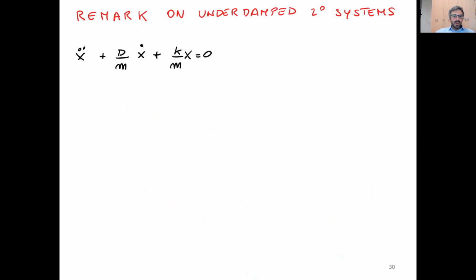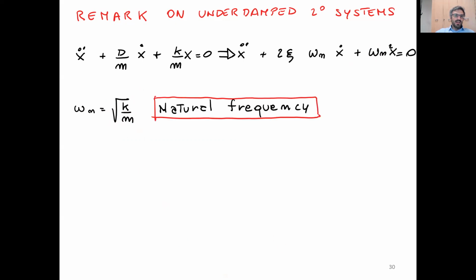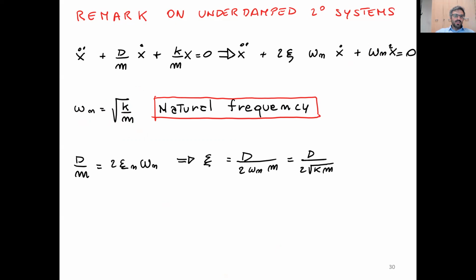So if we again work out from the previous equation, we try to put it in the same form we defined for the second order dynamical system. We divide by m, these two terms, and we find that omega n squared is equal to k over m, so omega n is the square root of k over m. And this is the natural frequency, while the damping ratio we can compute from d over m.